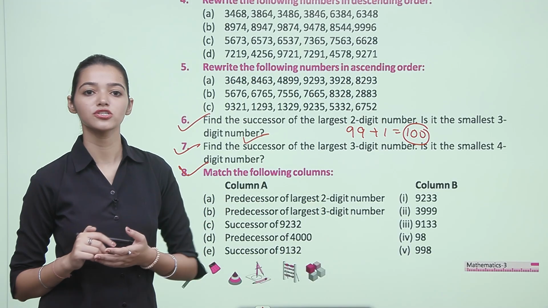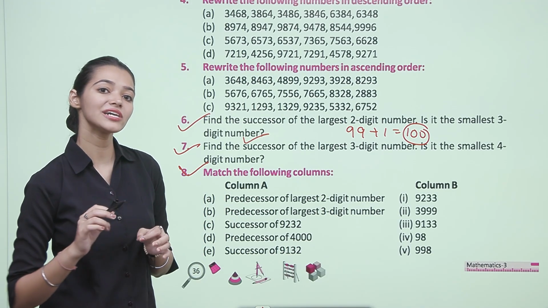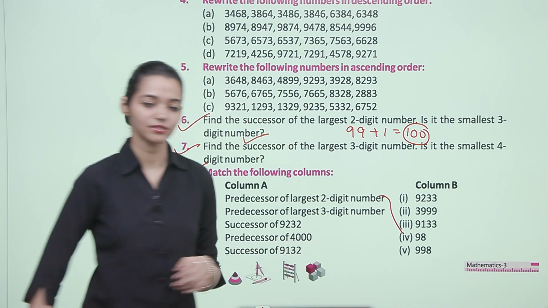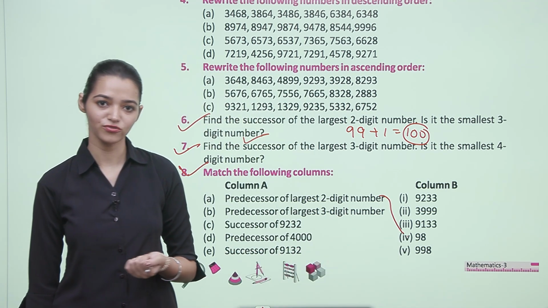Then the next one, we have to match the following columns. Predecessor of the largest 2-digit number is very good, that is 98. That's how we can complete all the match of the followings.